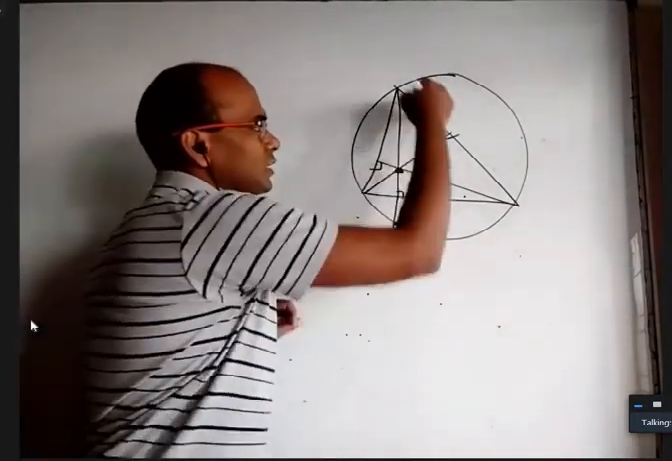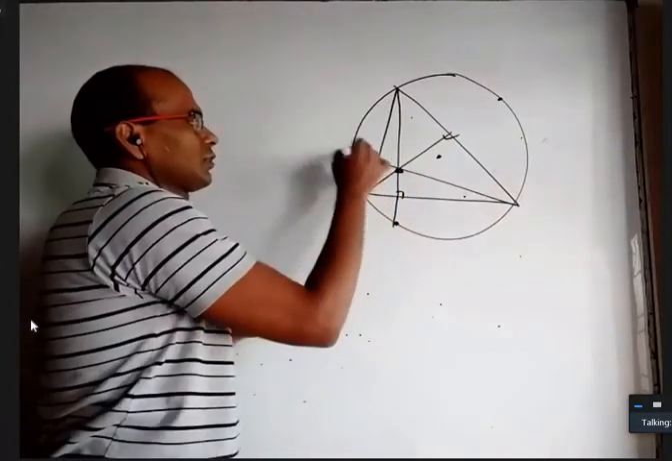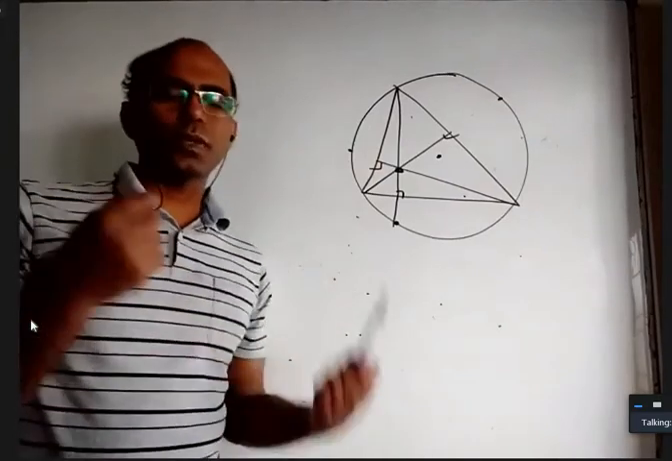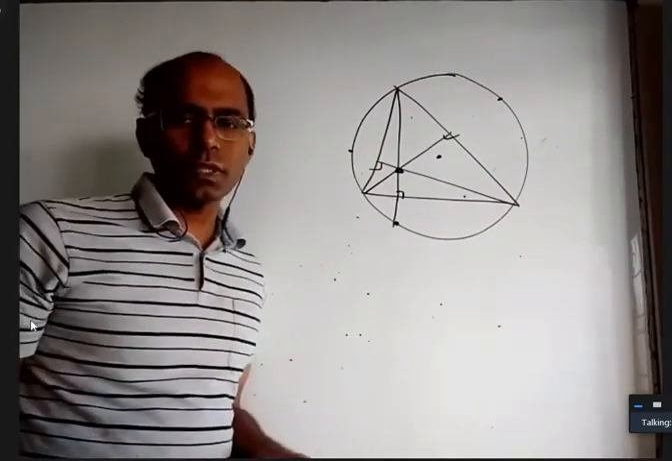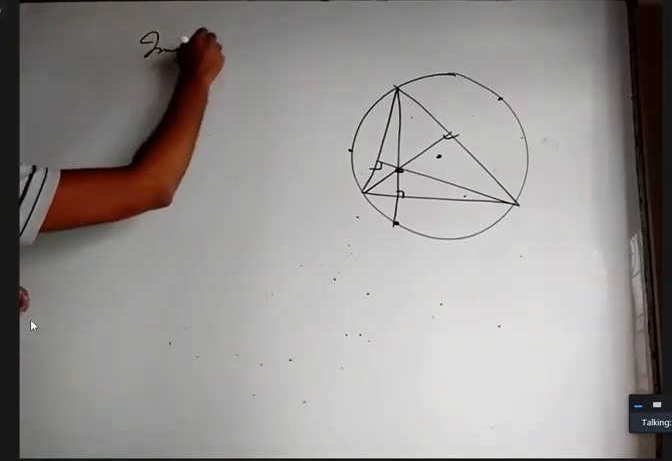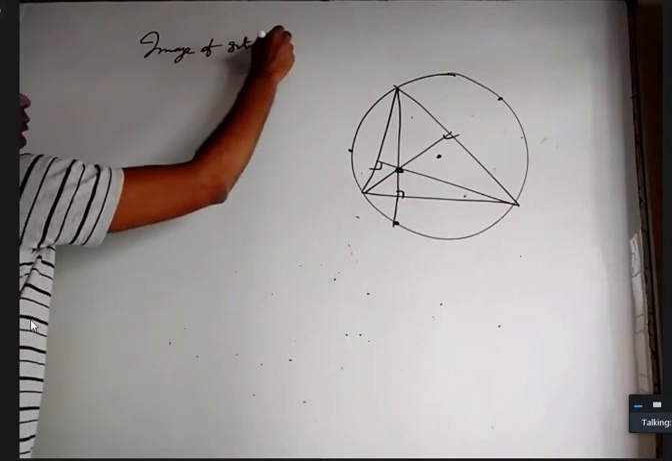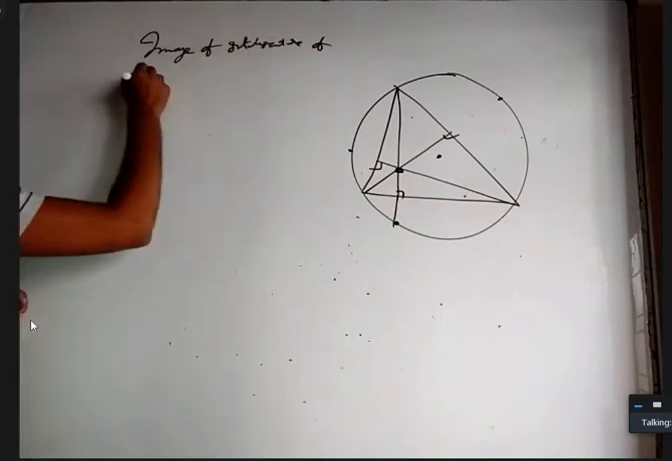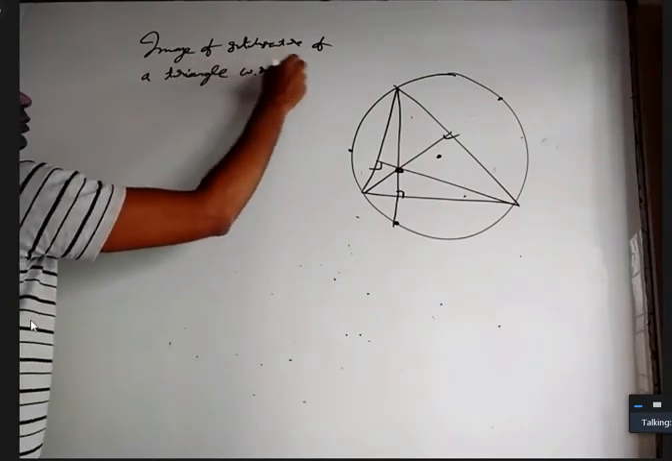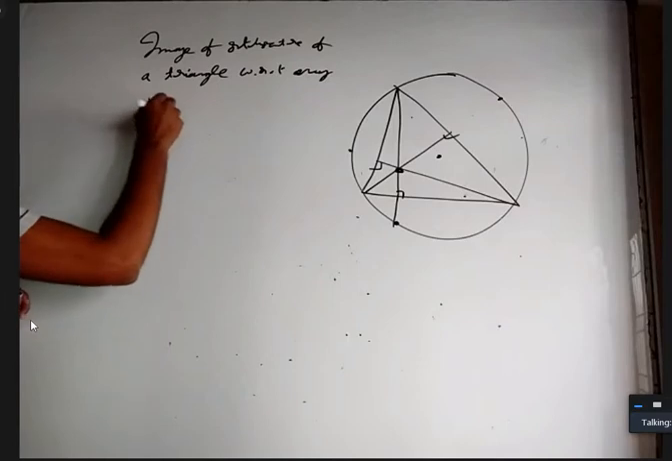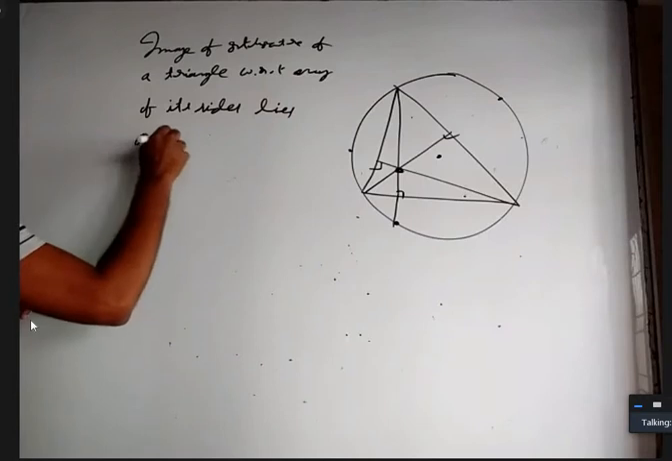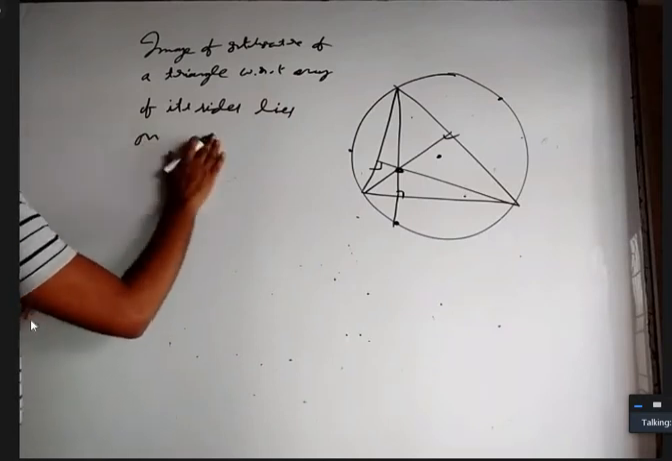Similarly, the image of the orthocenter with respect to this side will lie here. Image of the orthocenter with respect to this. Basically, the simple point is that the image of the orthocenter of a triangle with respect to any side of the triangle will lie on the circumcircle of the triangle. That point also. Image of the orthocenter of a triangle with respect to any of its sides lies on the same circle, on the circumcircle of the triangle.